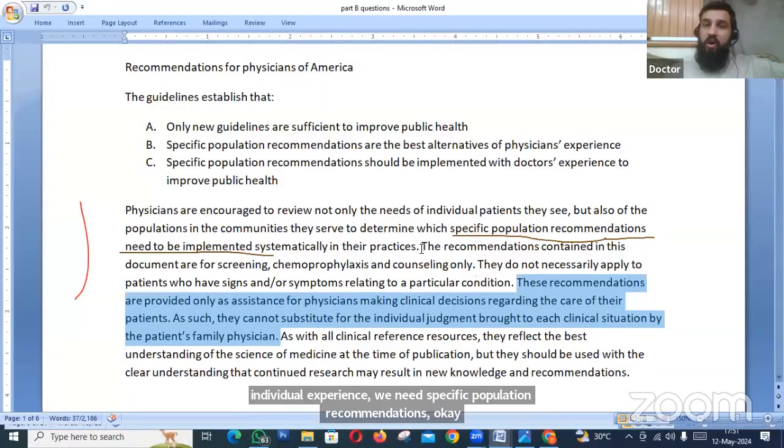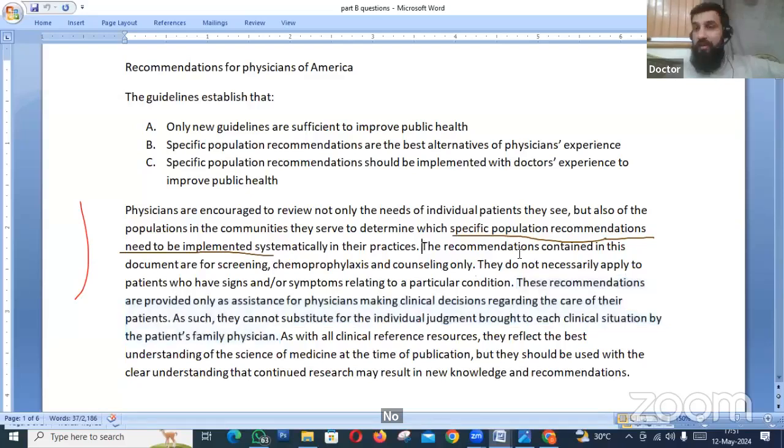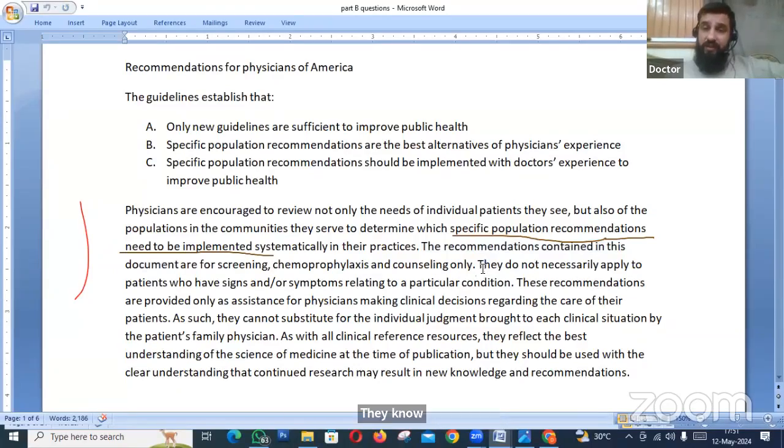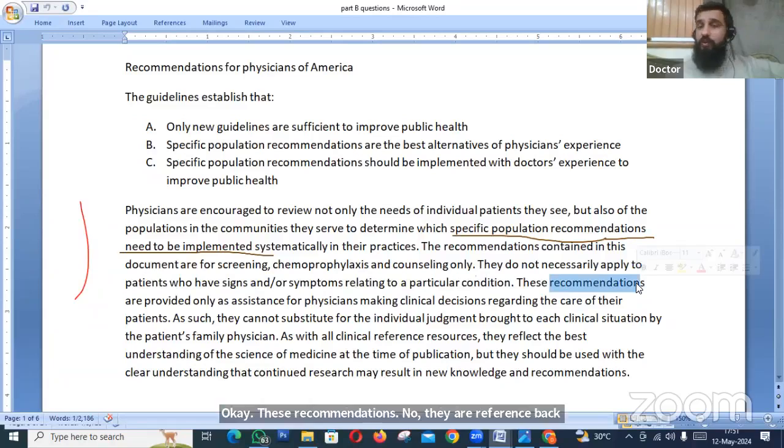No, the recommendations about specific recommendations. So those recommendations that are talking about this text are of screening and counseling only. They is referring back to these recommendations or guidelines. Okay, they are not necessarily applied to this and that. Okay, these recommendations, no, they are referring back to those recommendations, guidelines to improve public health.